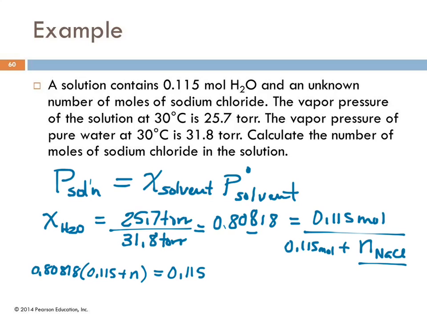So then, if I distribute that, I'm going to get 0.80818 times 0.115 plus n times 0.80818 is equal to 0.115. There's a reason that they tend to use nice whole numbers in algebra problems. It's easier to write them over and over again.